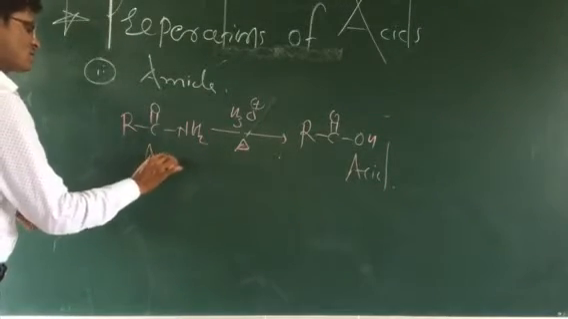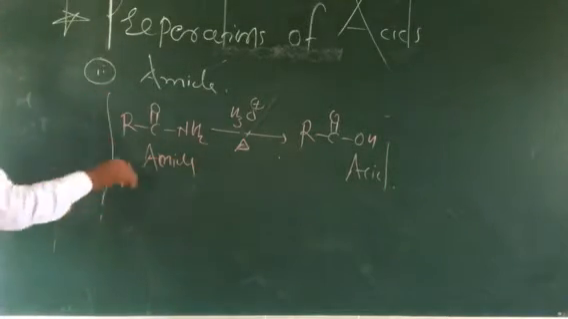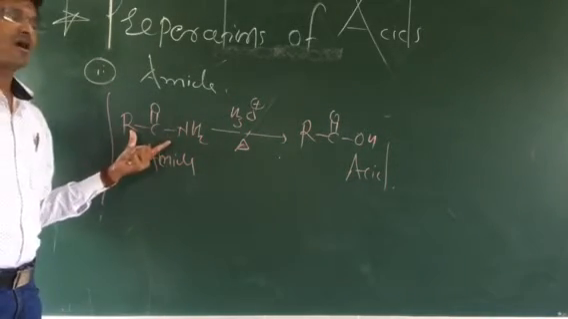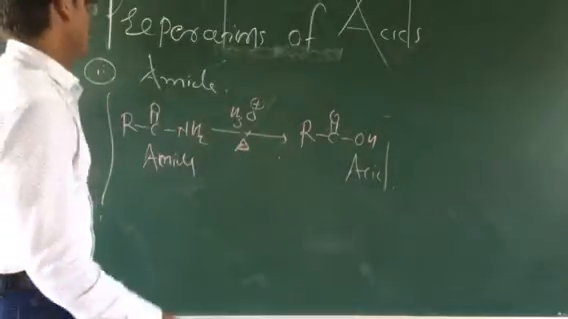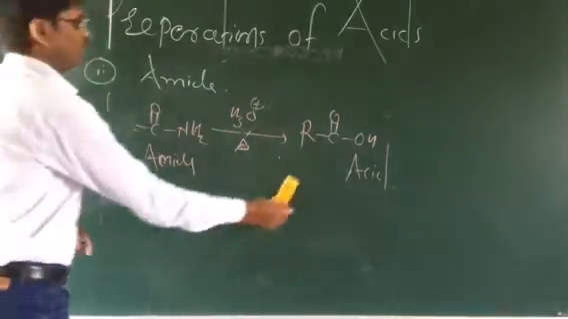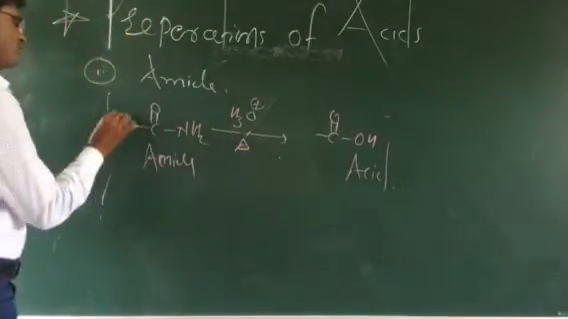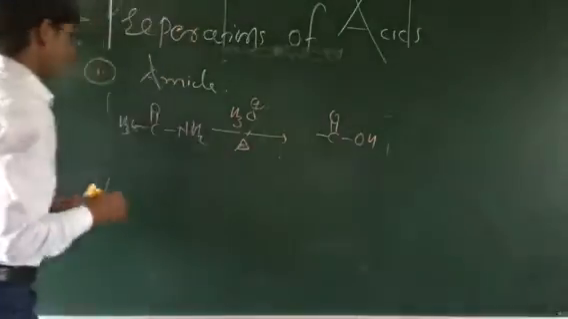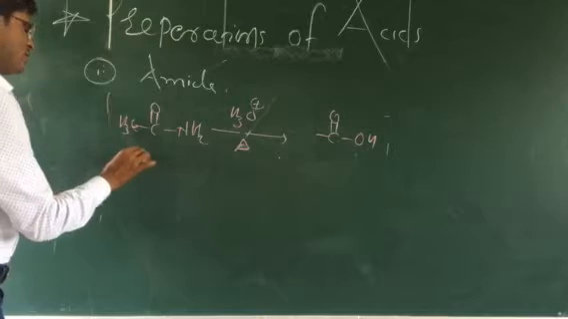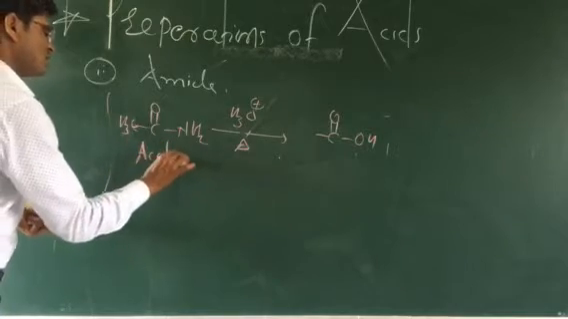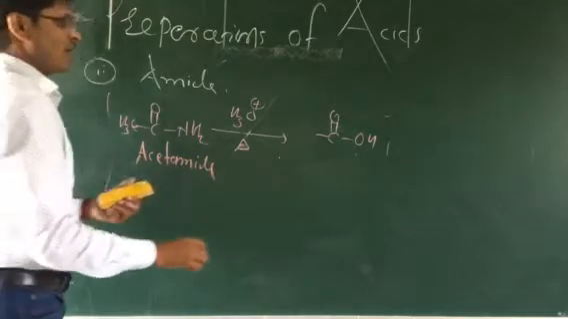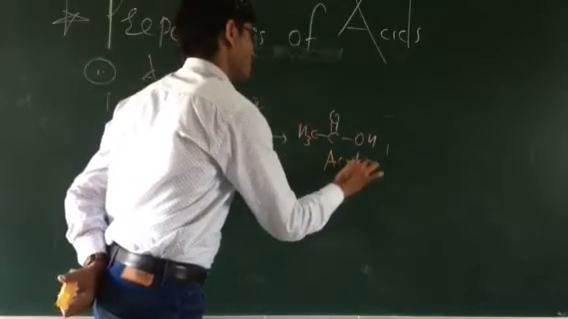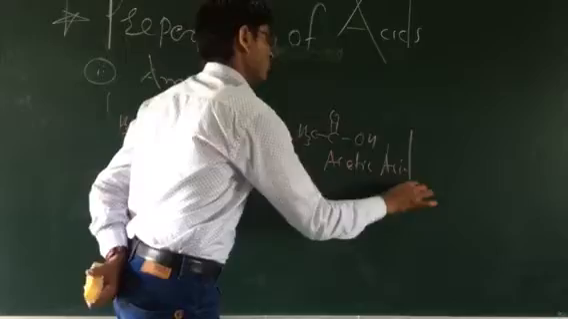So this is the starting reaction from amide. This is the general reaction: hydrolysis in acidic condition of amide, formation of the carboxylic acid. Instead of R, if we have CH3, the name of the starting reactant molecule is CH3CONH2, which is nothing but acetamide. This acetamide, on hydrolysis in acidic condition, gives acetic acid.